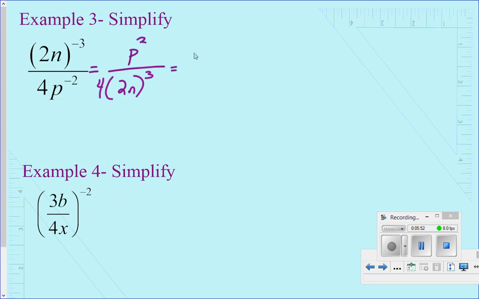Next, I'm going to simplify the parentheses. I'm going to take 2n and cube it, which means 2 times 2 times 2, n times n times n, which of course is 8n cubed. Then I'm going to simplify further by multiplying. So I'm getting p squared over 32n cubed. And I have p's over n's.